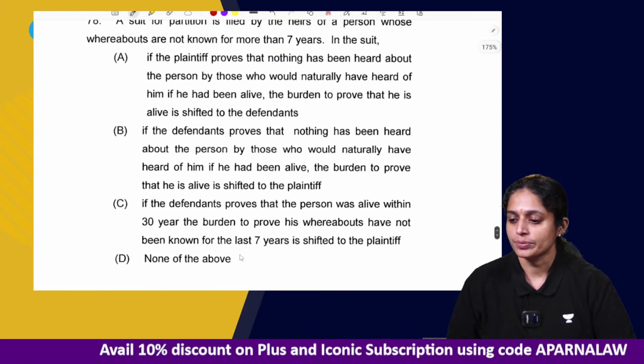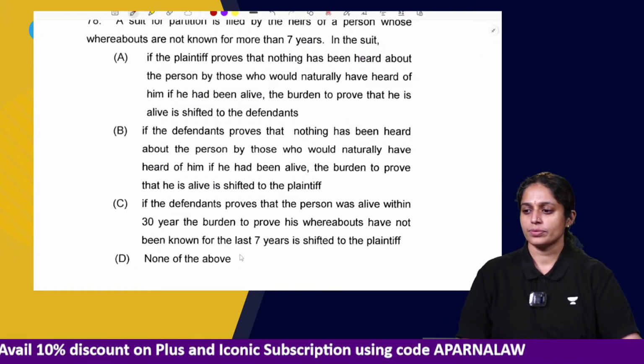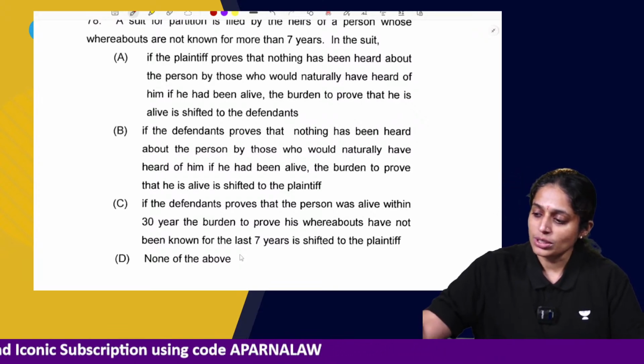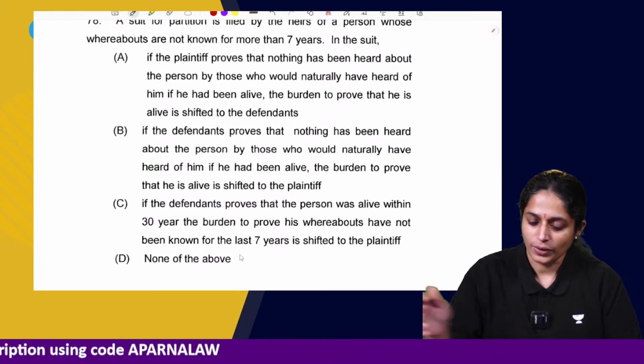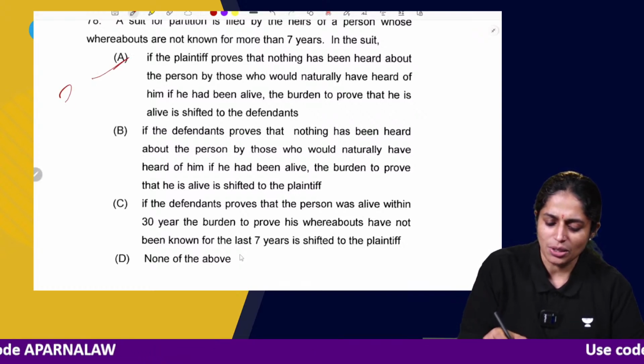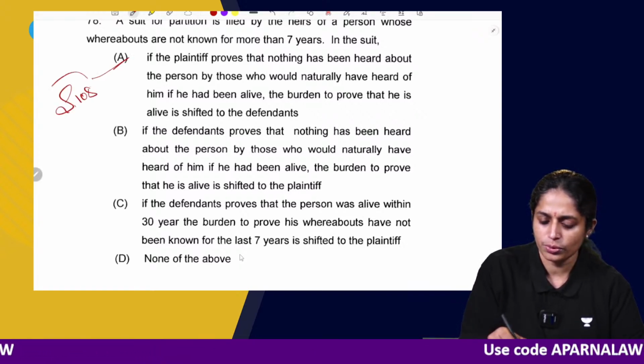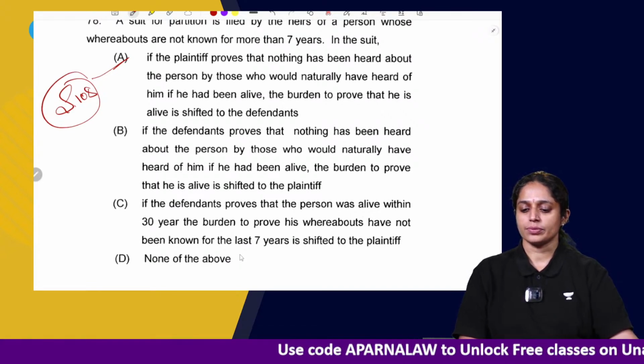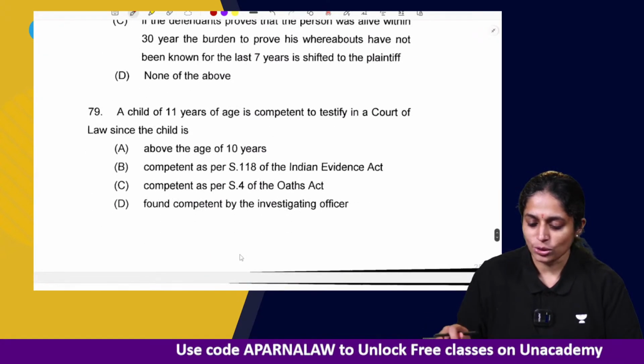78th. So in this question it is A, regarding section 108, burden of proof, who is not known for more than 7 years. Okay.